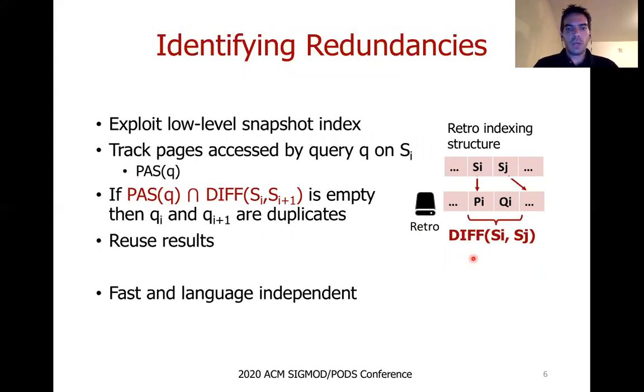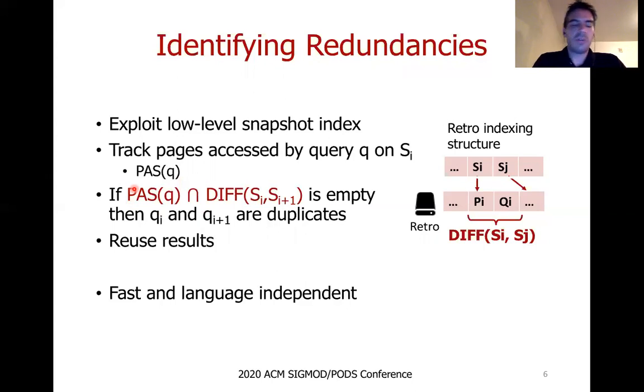When a query Q runs on the first snapshot, we track a set of accessed pages, we call it PAS. And before the query runs on the next snapshot, we check if any of the accessed pages are changed between the two snapshots. We do that by checking the PAS and diff intersection. If the intersection is empty, we can safely reuse results. These low-level index-based checks are efficient and fast.